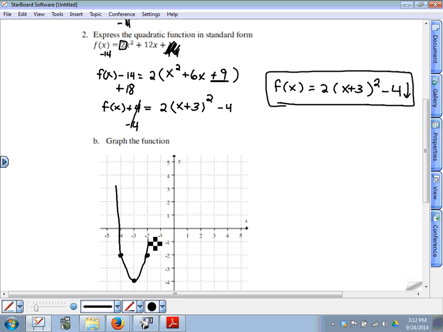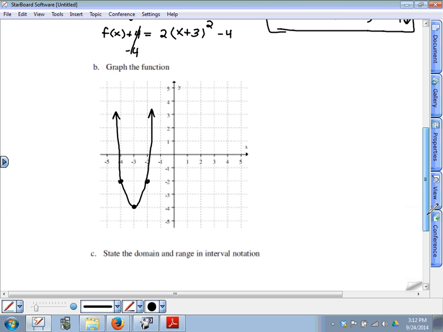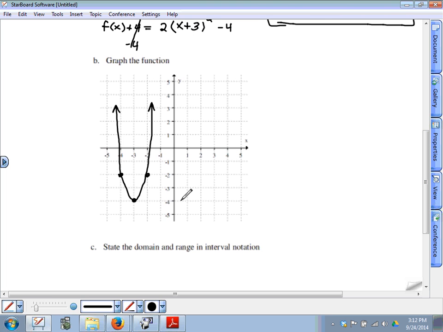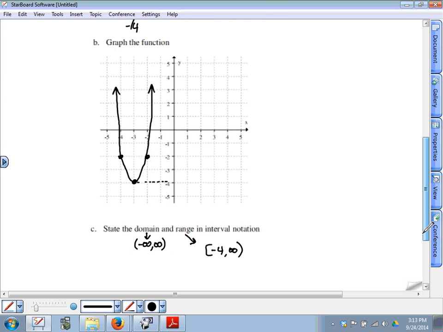So the parabola, something like that. Domain and range in interval notation: the domain of any quadratic function, the domain of any polynomial function for that matter, is all real numbers, negative infinity to positive infinity. That's the domain. The range: if you take a look at the lowest point here, the vertex, that correlates to negative 4 on the y-axis. So negative 4 is the smallest y value. The largest y value would be approaching positive infinity.